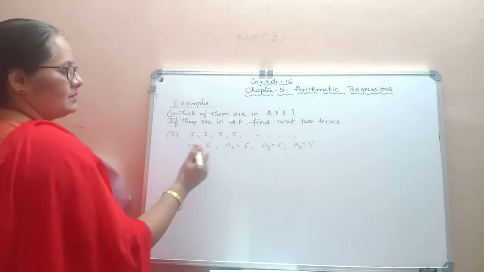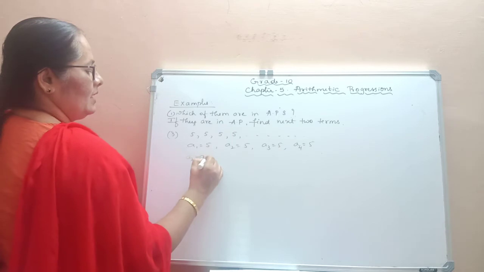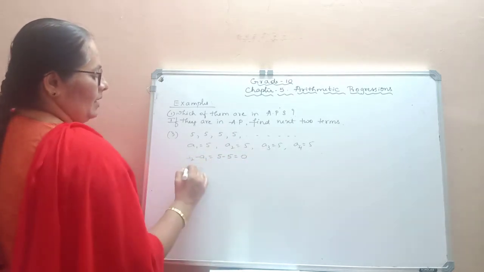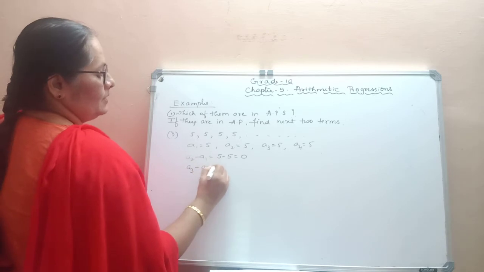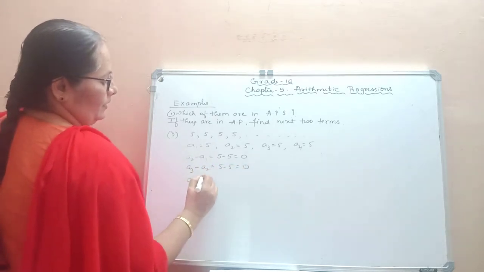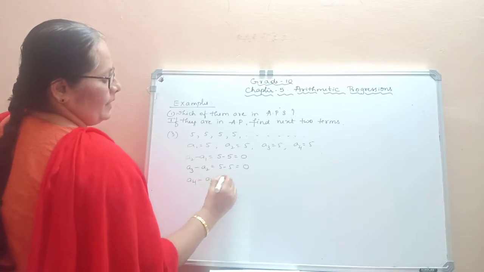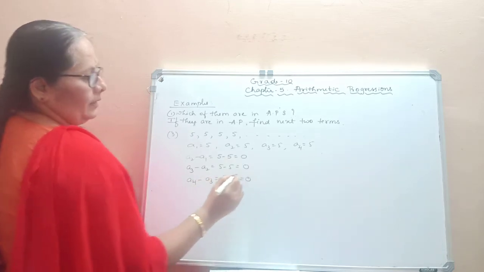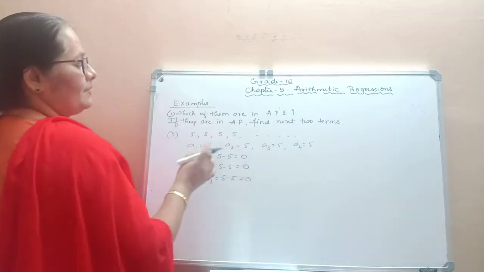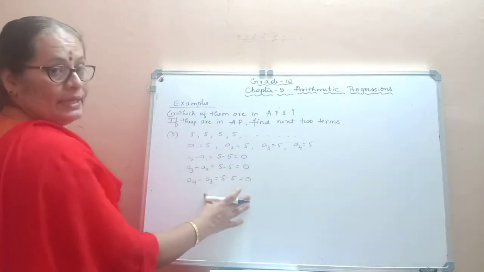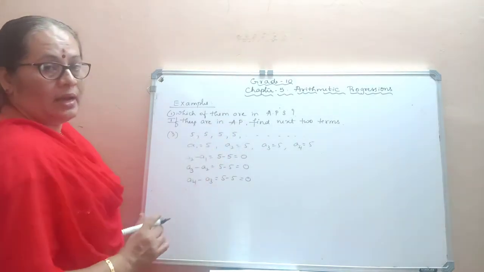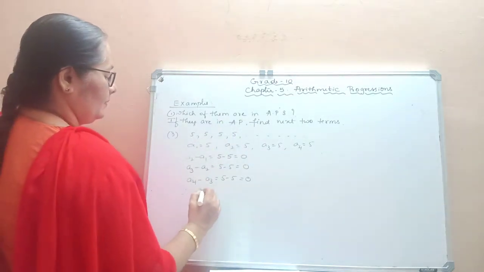Now see the difference. A2 minus A1: 5 minus 5, 0. A3 minus A2, which is also 0. Right? Then fourth term minus third term, 5 minus 5, which is 0. It means there is a common difference 0. The difference between the two terms is 0. Therefore, the above sequence is in arithmetic progression.